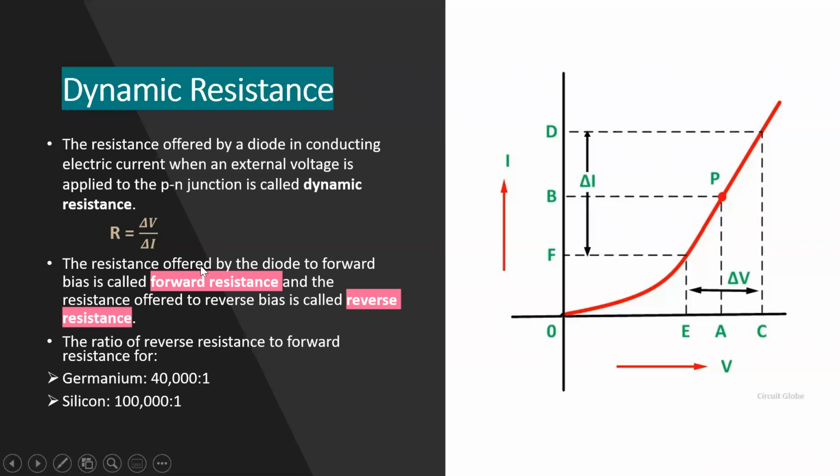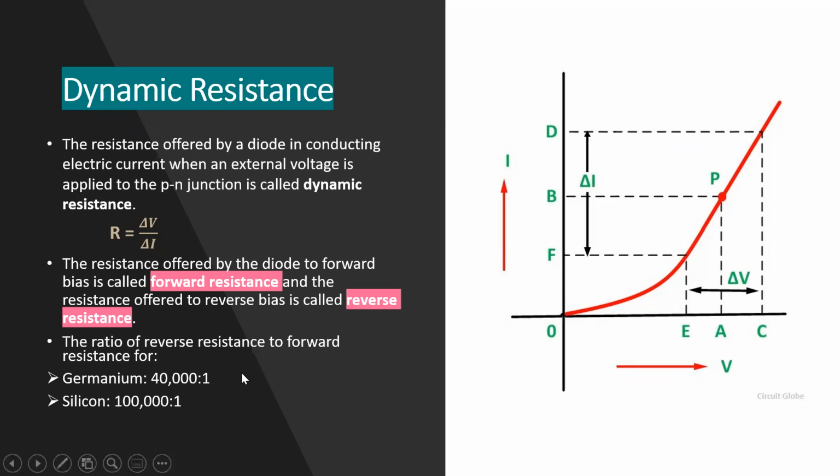So the resistance offered by the diode to forward bias is called the forward resistance, and the resistance offered to reverse bias is called the reverse resistance. So the ratio of reverse resistance to forward resistance is shown here. See, for germanium, 40,000 is to 1. So for germanium, which is more, reverse resistance or forward resistance? Which is more?